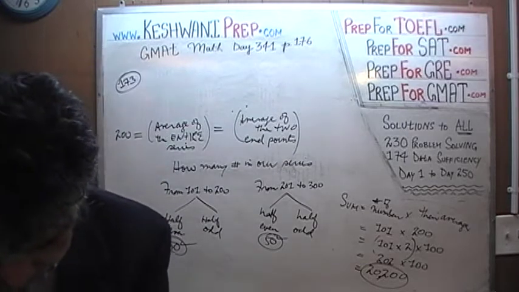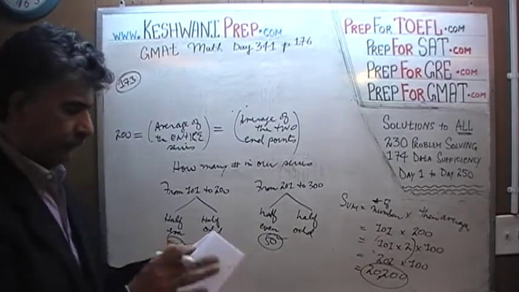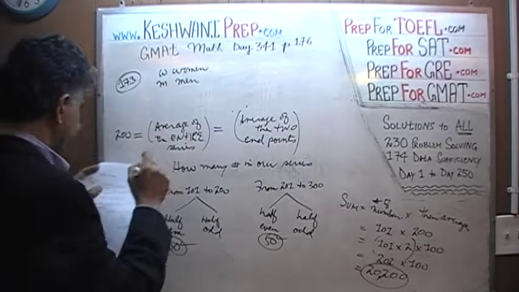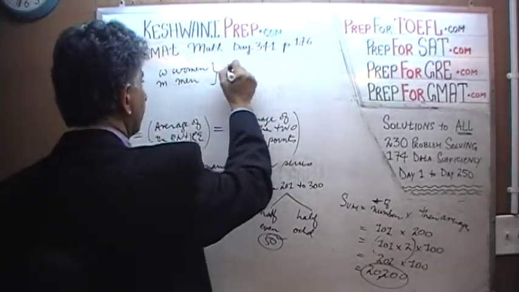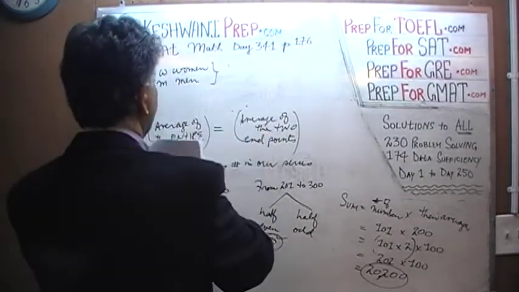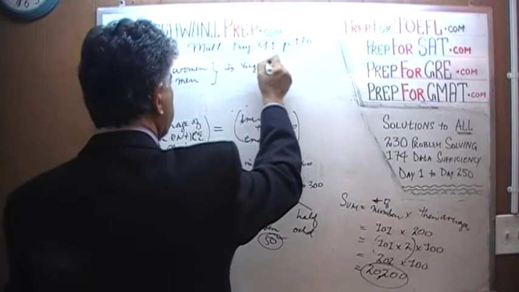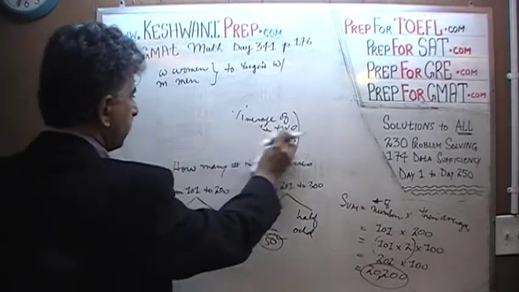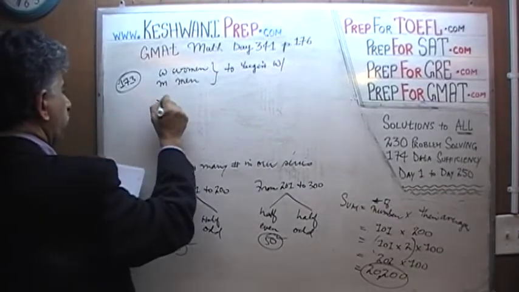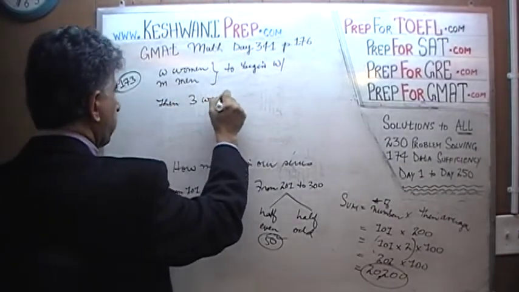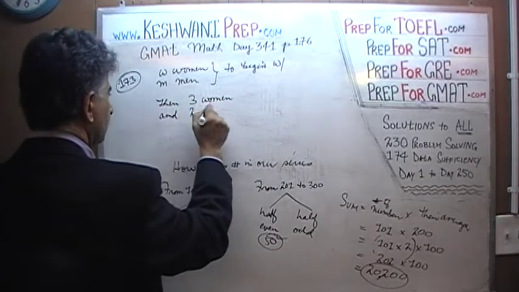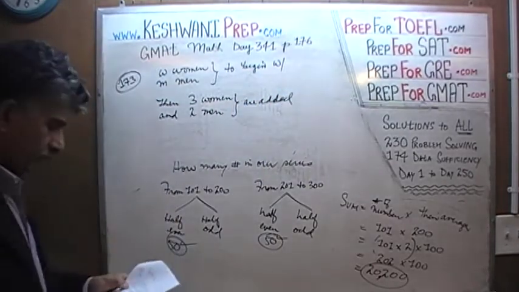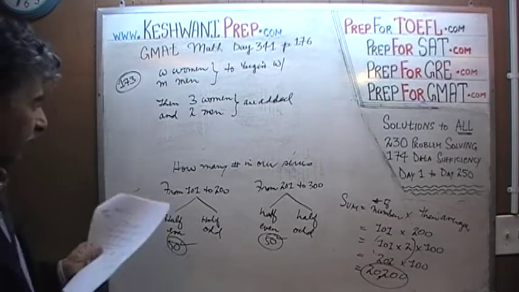In 173, we start out with W women and M men. This is what we start out with, to begin with. Then what happens? Then three women and two men are added. And the question simply is, what are the odds of picking a woman at random?